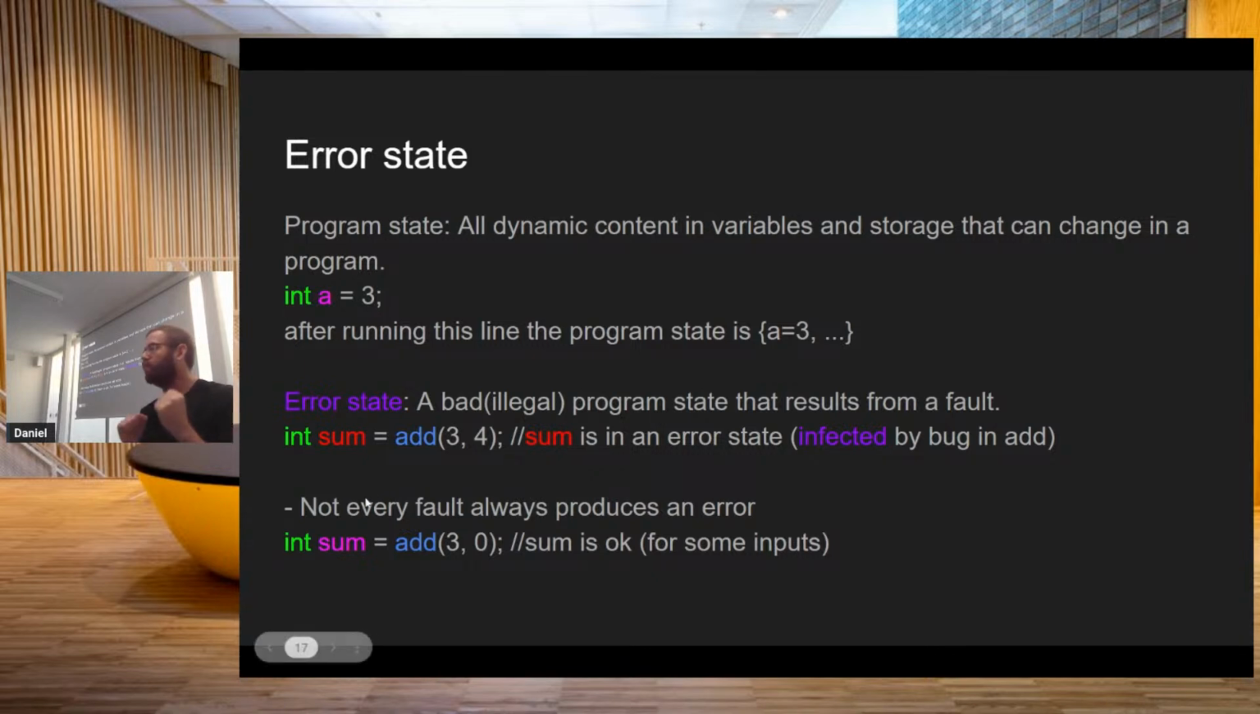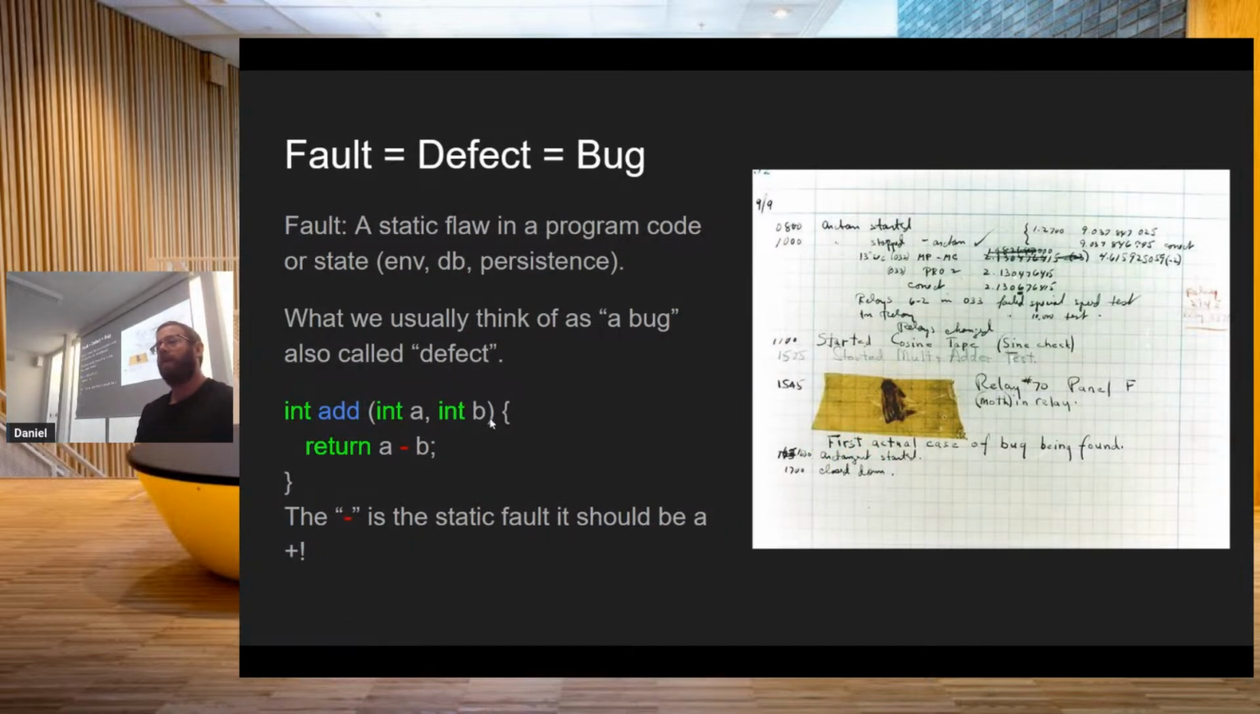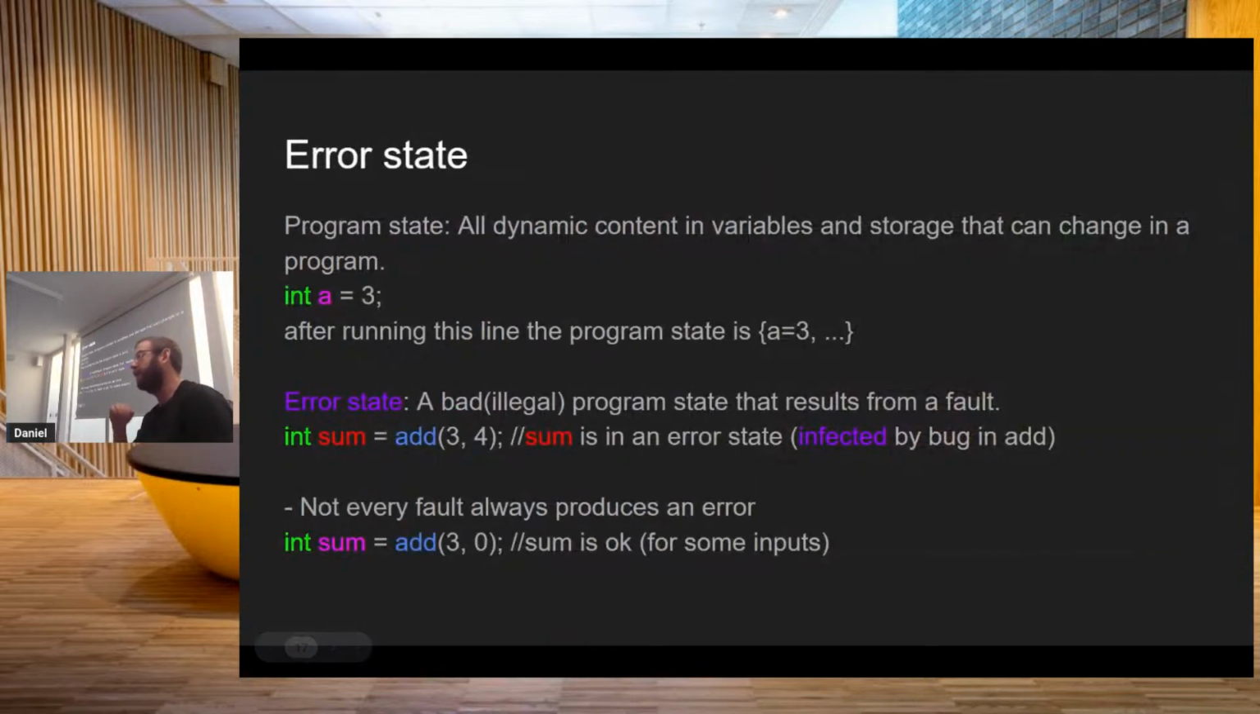Sometimes we run faults with inputs that do not produce an error. So let's assume that we send it a 3 and a 0. 3 minus 0 is the same thing as 3 plus 0, right? So even if the bug was exercised, even if it was run dynamically, sum is still okay.